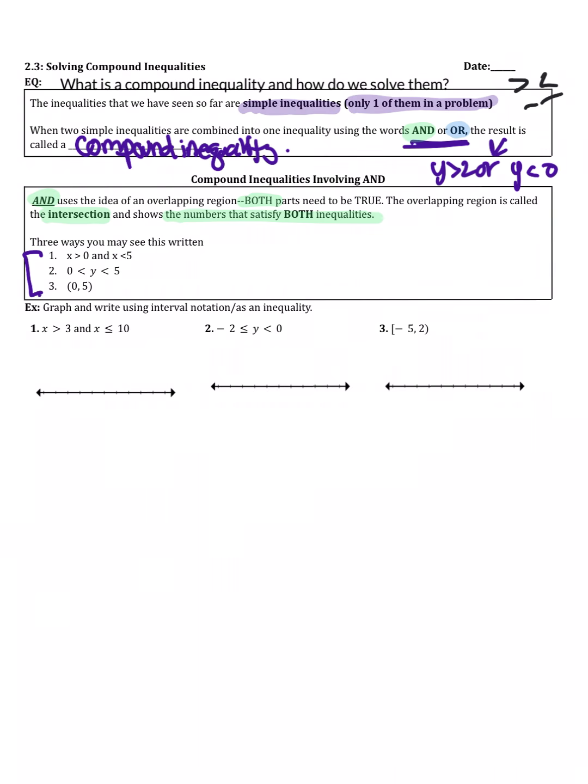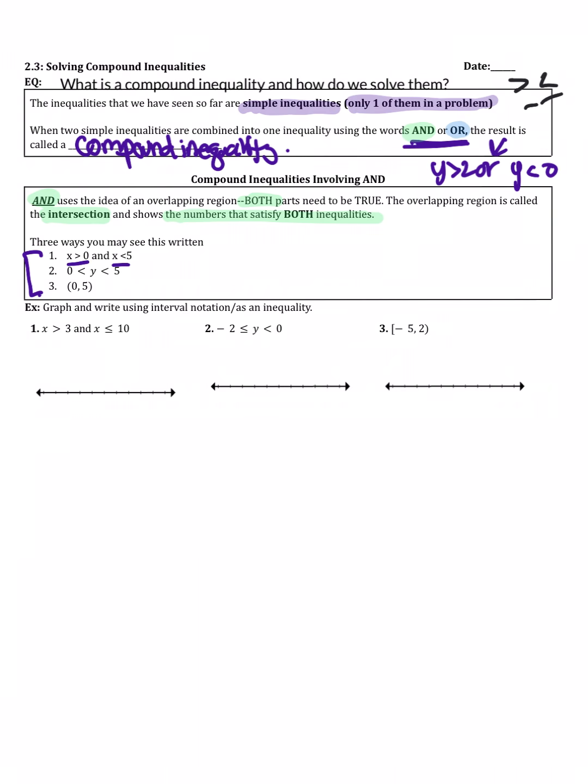I want you to think for a minute. Think of a number that is greater than 0 and a number that is less than 5. So you're looking for a number that meets both of those requirements. A number could be 2 or 3 or pi or 1.4, but it meets both of those requirements. It's both greater than 0 and it is less than 5.